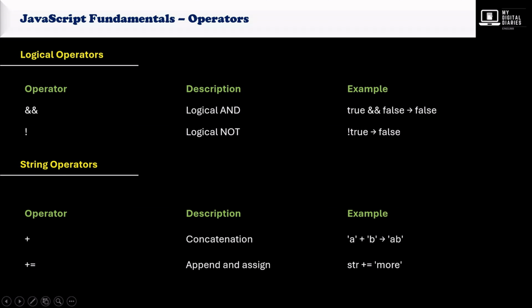So there are two string operators we have. The first is the plus sign. The plus operator is used for concatenating, which means joining strings together. So a plus b, if you want to do ab, then you can use a plus b. Then we have the plus equal operator, which lets us append and assign in one step.